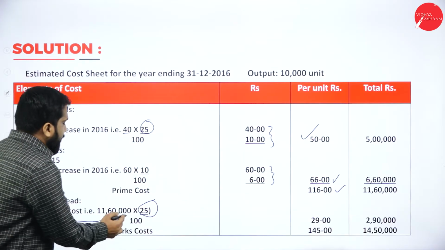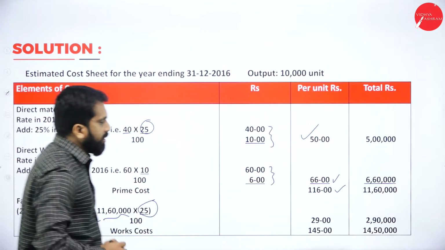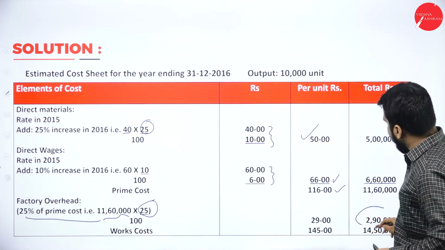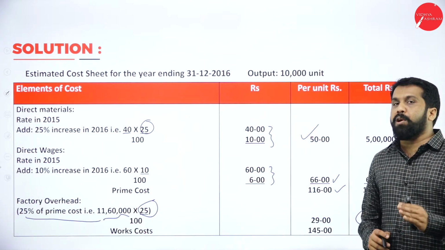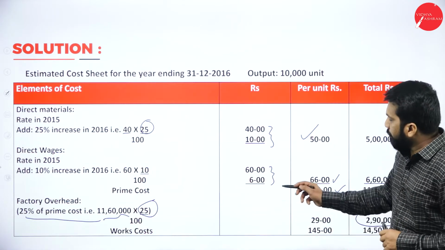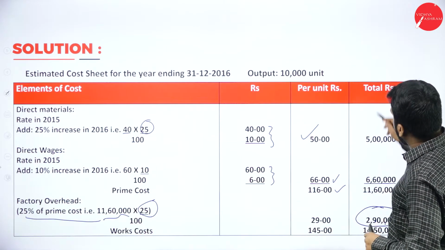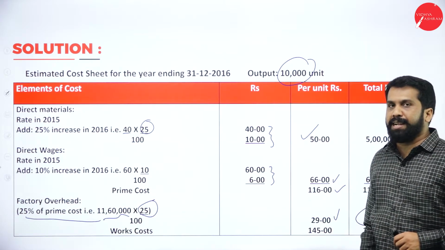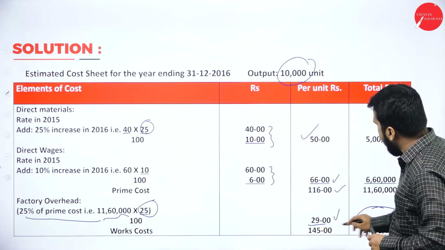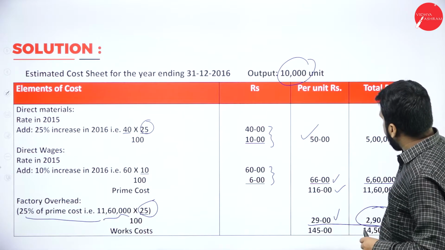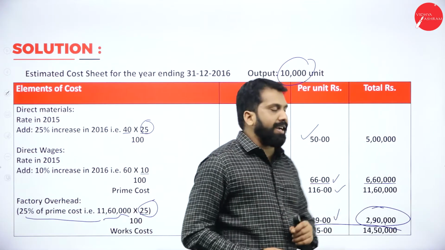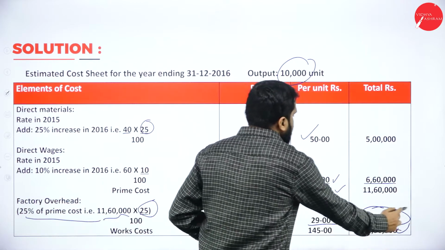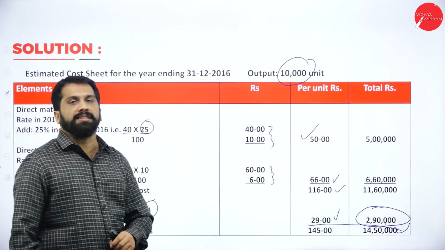Now I'll go back. This will be your 11,60,000 into 25%. You got around 2,90,000. You got in amount, not in per unit. So 2,90,000 divided by your number of units, 10,000, it will be 29. Hopefully it is done. Now, if you take final 11,60,000 plus 2,90,000, your final answer is 14,50,000.